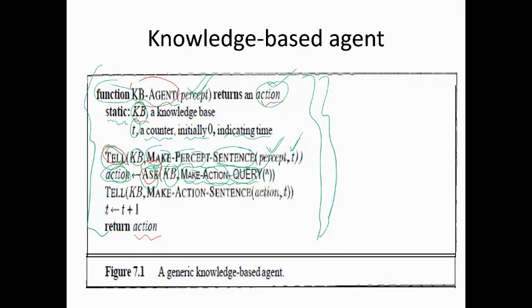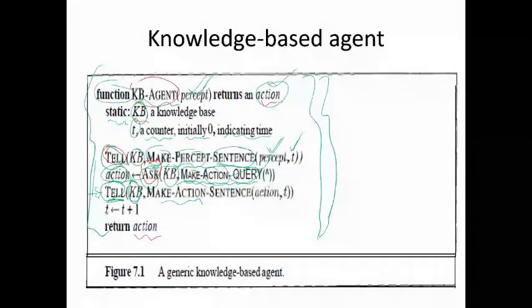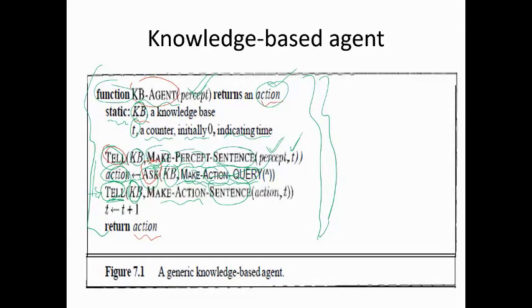The next thing is, after doing the action, it is not the final state. It is a repeated process, and in line number 3 here, it will tell the knowledge base again. This is about updating the knowledge base again. If you remember, updating is an important process. At this moment it will update KB by make action, and that action is recorded as a sentence inside the KB. So make action sentence, and the action and time are recorded.